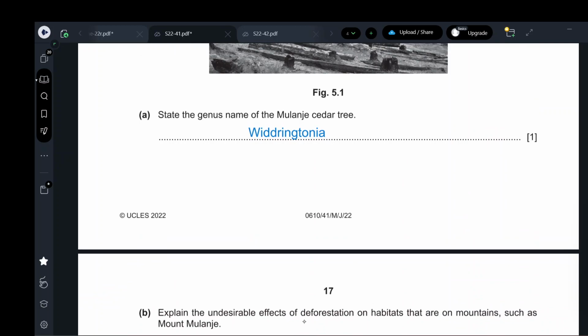Explain the undesirable effects of deforestation on the habitats that there are on mountains.